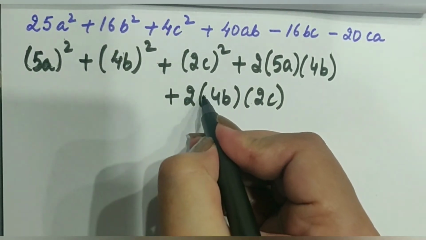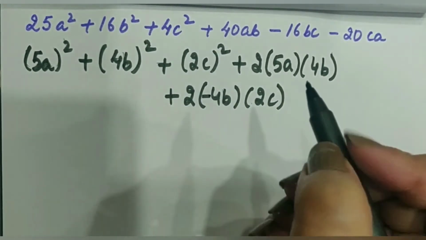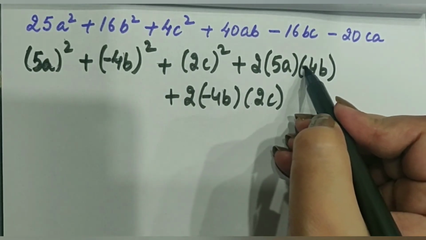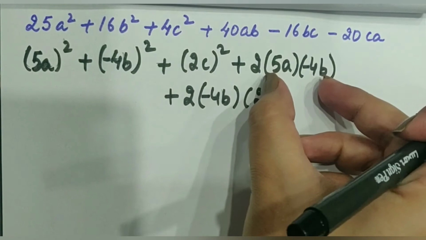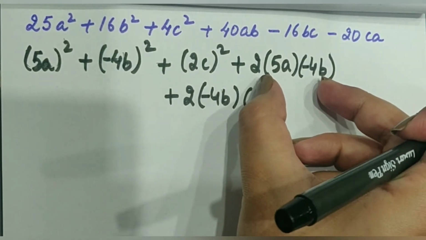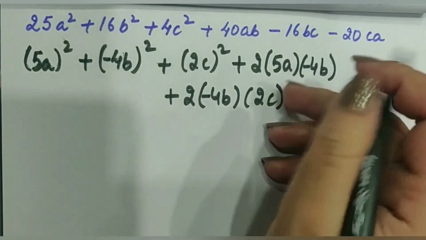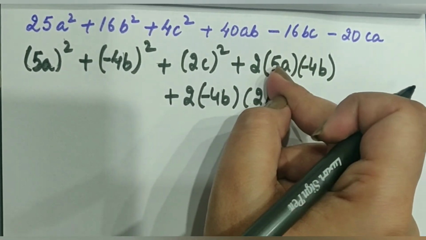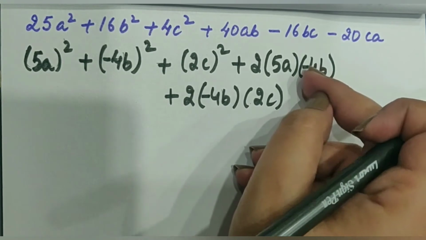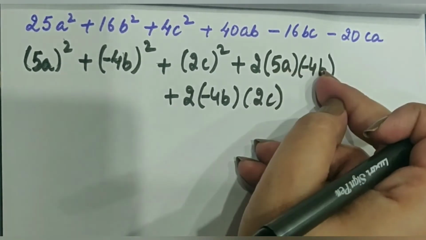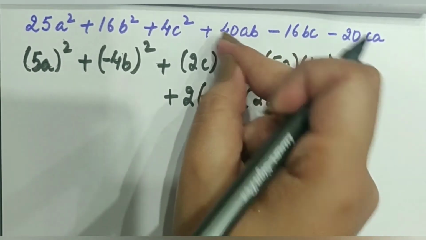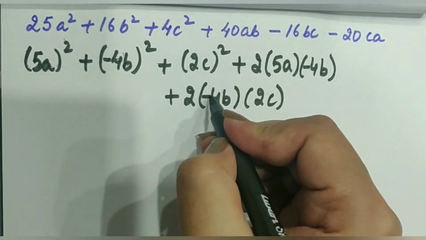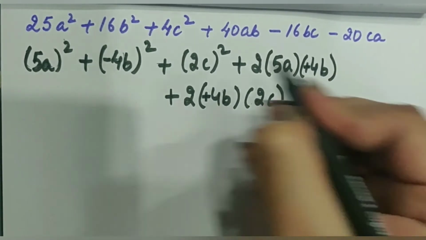Now let's consider B as negative. If B is negative, then here also we need to put a negative sign. Now let's check here. If we are taking B as negative, then this term will become negative. 2 into 5, 10. 10 into 4, 40. Minus is there, so minus 40AB will come. But in the question it is plus 40AB. That means we are doing wrong again. B is not negative, B is positive.